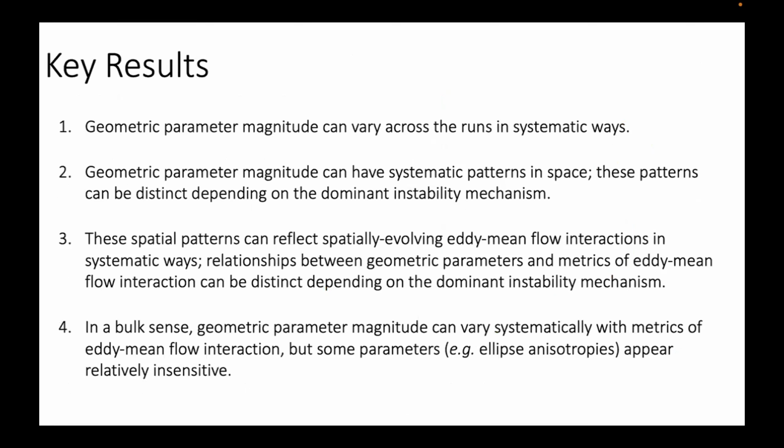All right, so there's 4 key results that I want to show you today, and they're as follows. First, that the geometric parameter magnitude can vary across the runs in systematic ways. Second, that there can be lots of interesting systematic patterns in space in a single run of these geometric parameters, and these patterns can be distinct depending on the dominant instability mechanism.